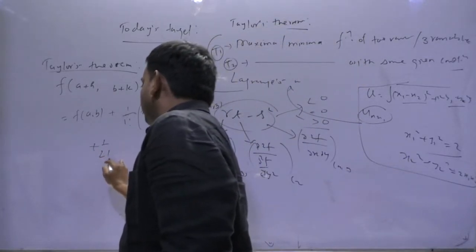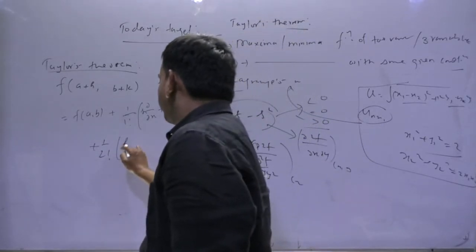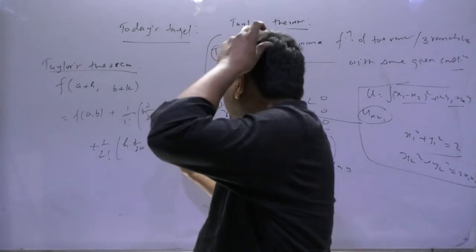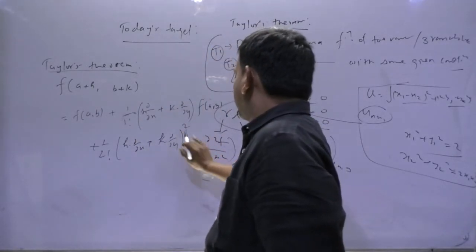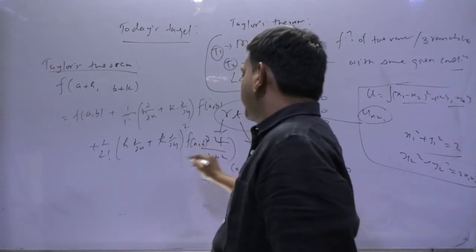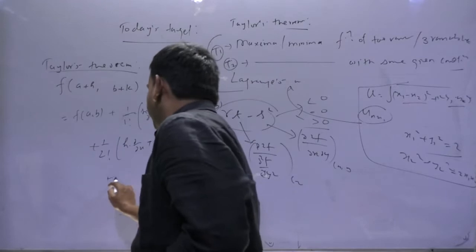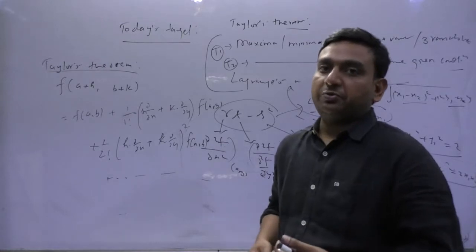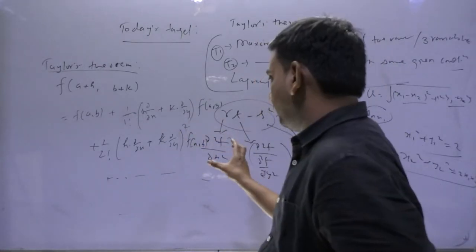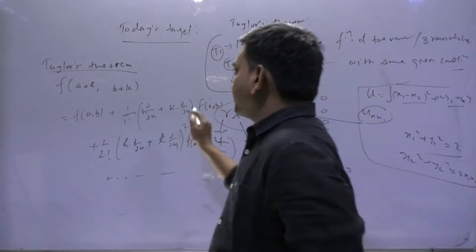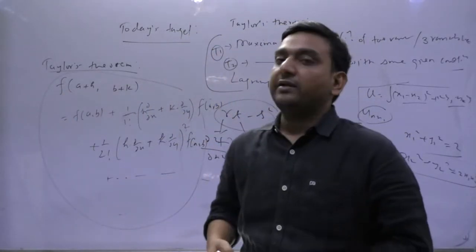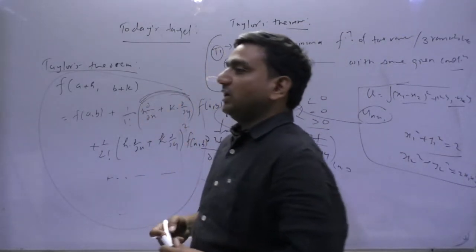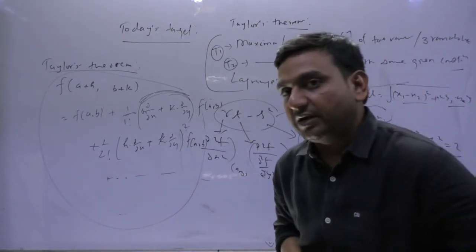Plus the next term will be 1 upon factorial 2, h into del over del x plus k into del over del y, the whole square, acting on the function at the point a, b. In the same manner we proceed: 1 upon factorial 3, h into del over del x plus k into del over del y, the whole cube, acting on the function at the point a, b. So Taylor's theorem for functions of two variables is like this. The point to notice is this; otherwise, you will not be able to catch the symmetry. So what?